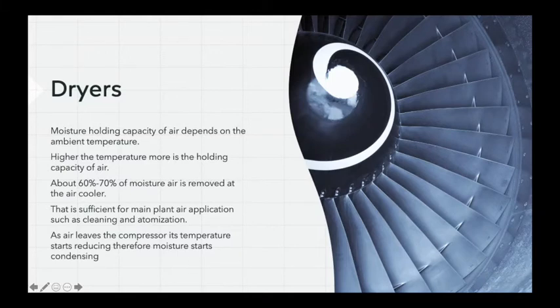There is also one more thing which I need to tell you: when this compressed air passes through any pipe or through the field, its temperature gets reduced. So the moisture which is present in the air as water vapor condenses and forms water droplets. How does this moisture affect my systems, my pipelines or my equipment? That will be covered in the next slide.